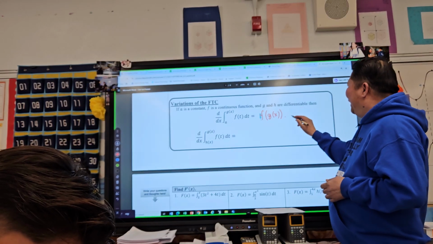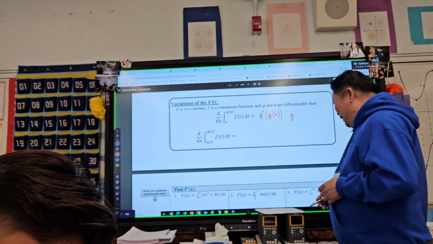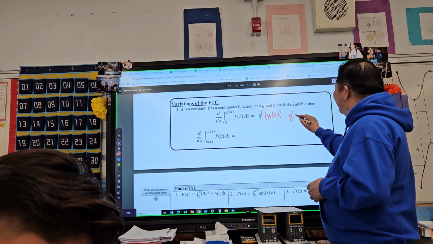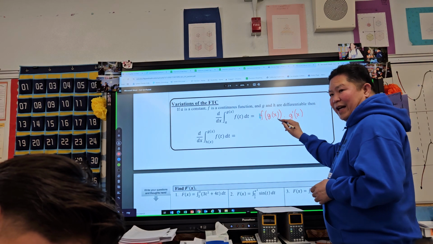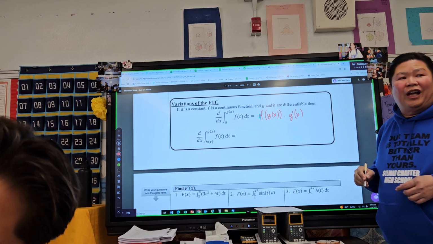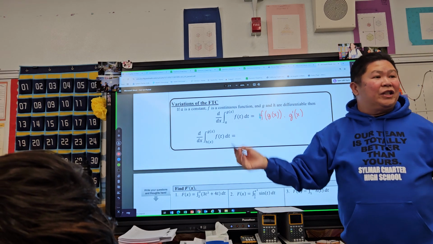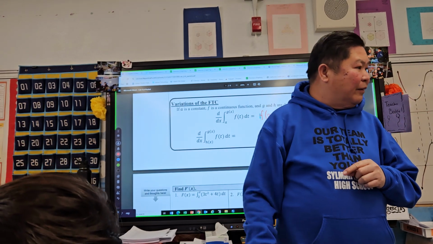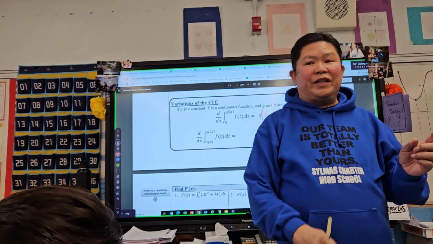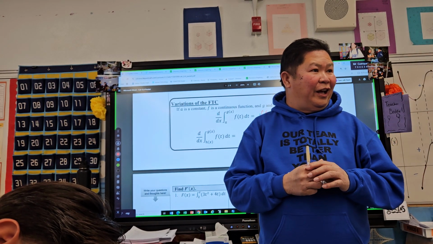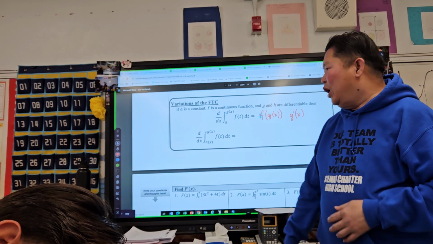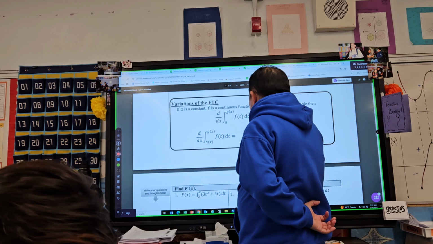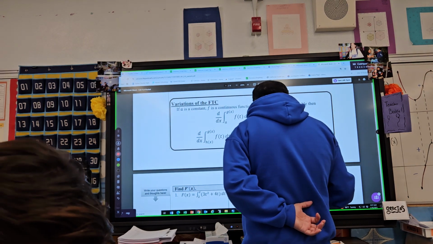So this means g prime of x. We take the derivative of the inside, the aquarium. We just say in layman's terms, aquarium, so you don't forget to take the derivative. There's still fish inside. So now you're going to have f.